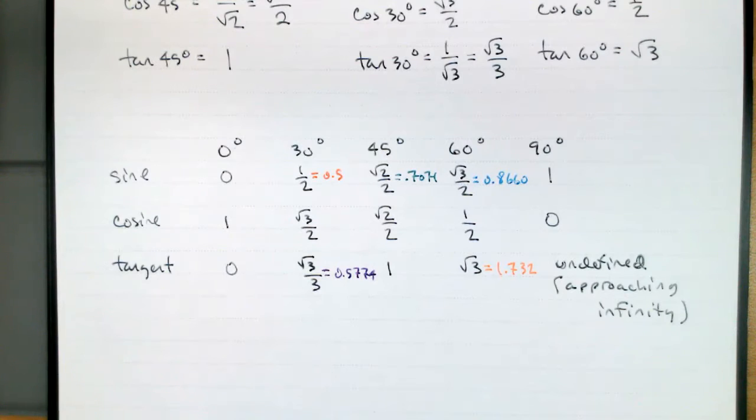So it's undefined, it's approaching infinity. 90 is not in the domain of tangent.